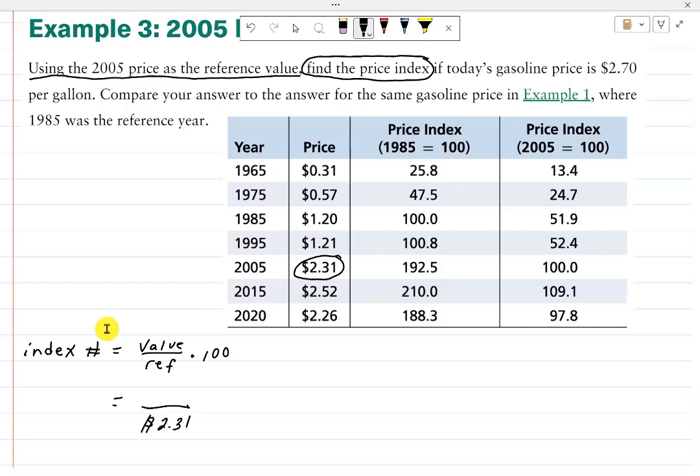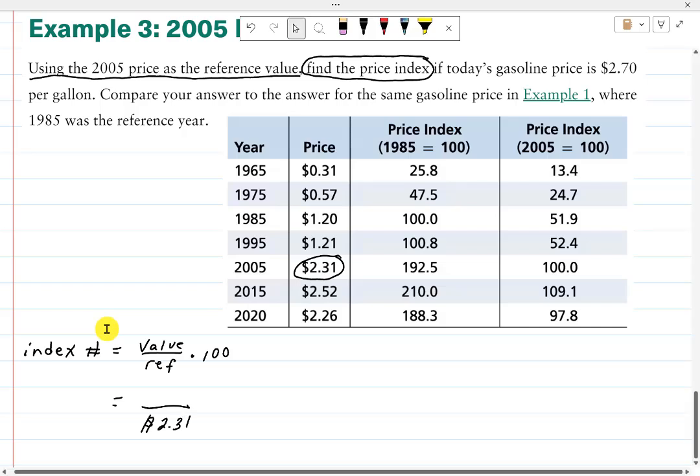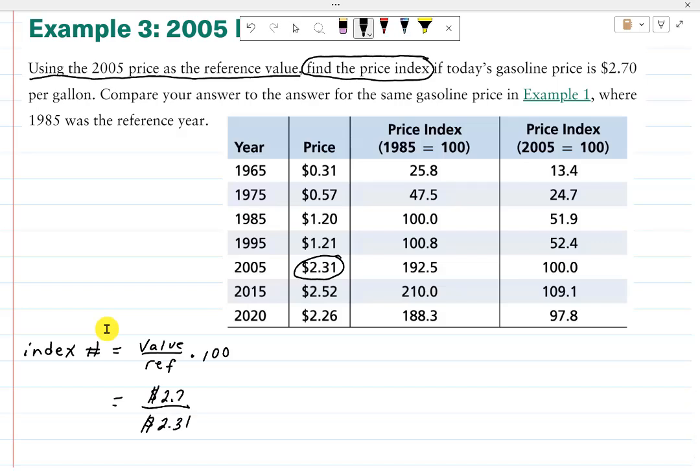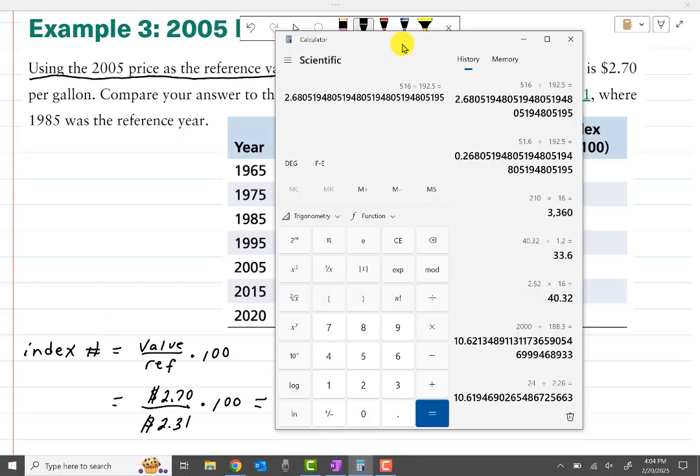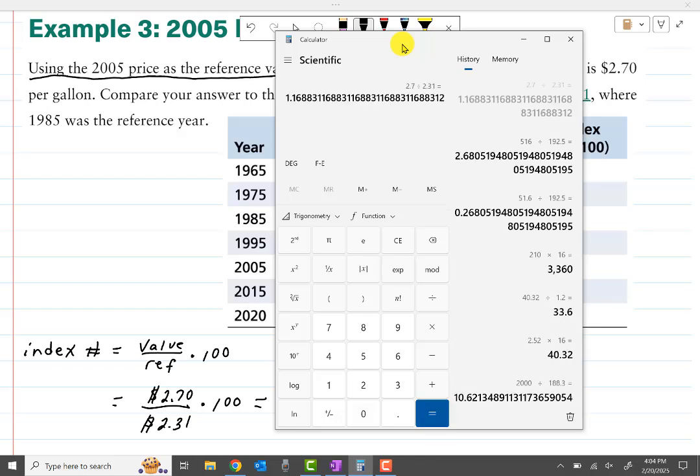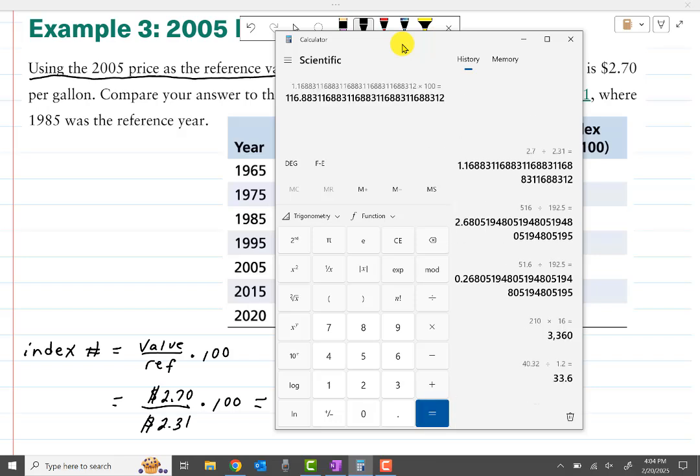Now, the value that you use should be the same type of data. So if I used price in the denominator, I also need to use price in the numerator. Of course, the value we want to put in is the cost now, which is $2.70. Notice that the dollars cancel out. You can ignore the dollar signs, but I'll do 2.7 divided by 2.31, enter, and then multiply that by 100. And I get 116.88.